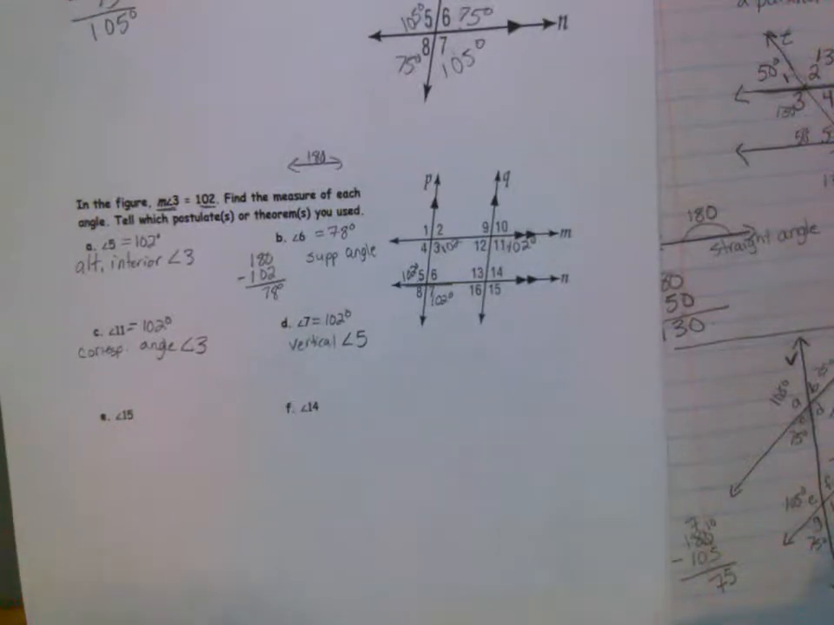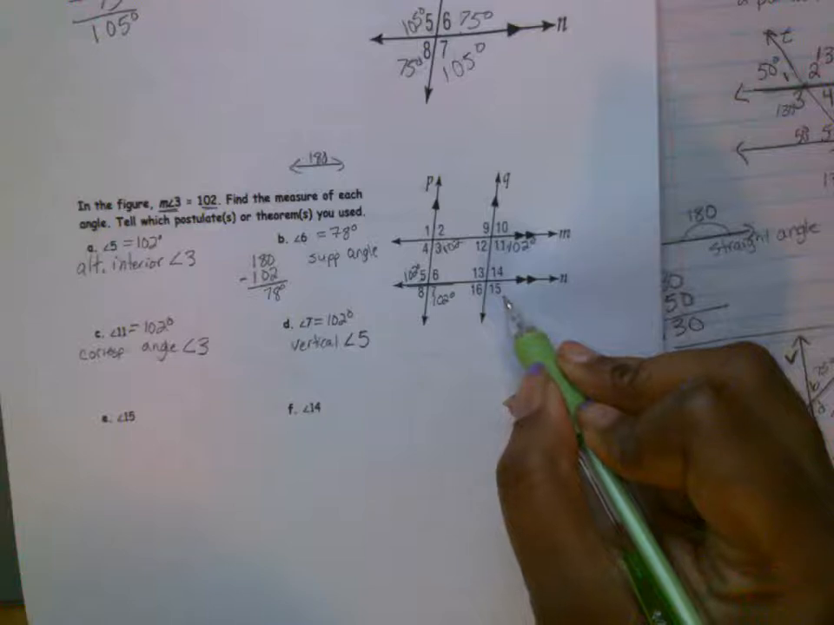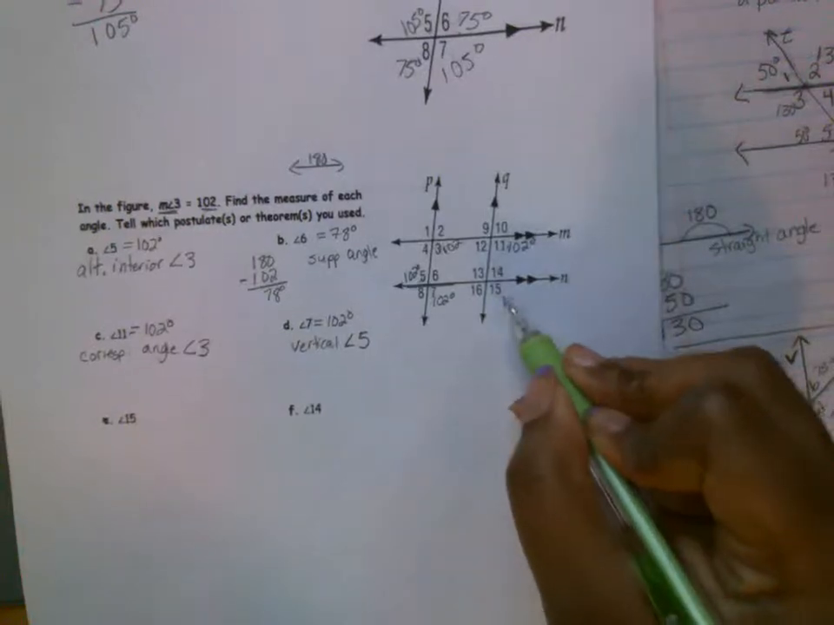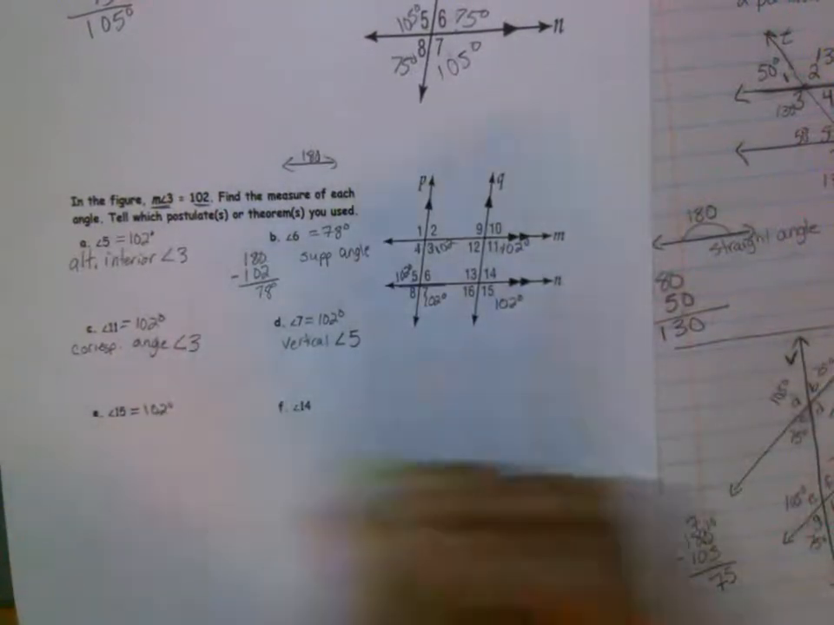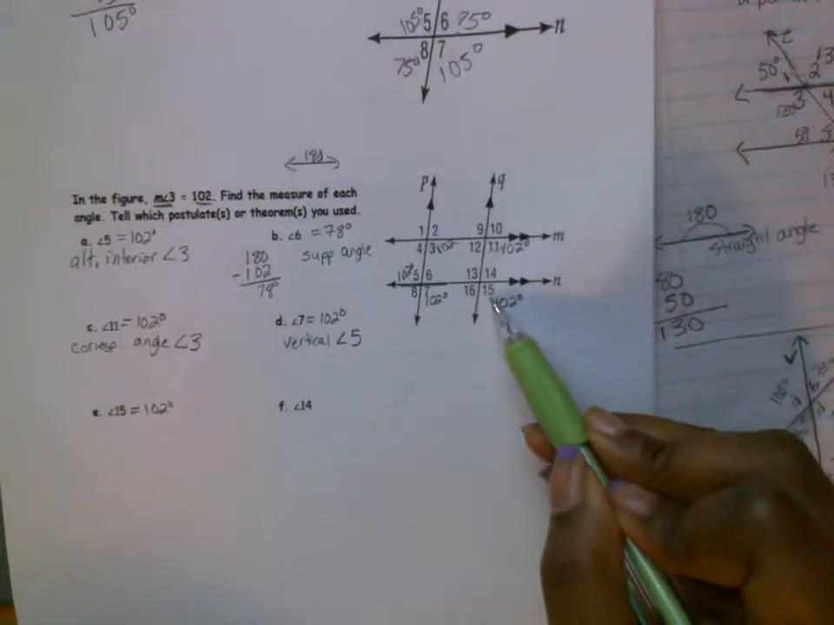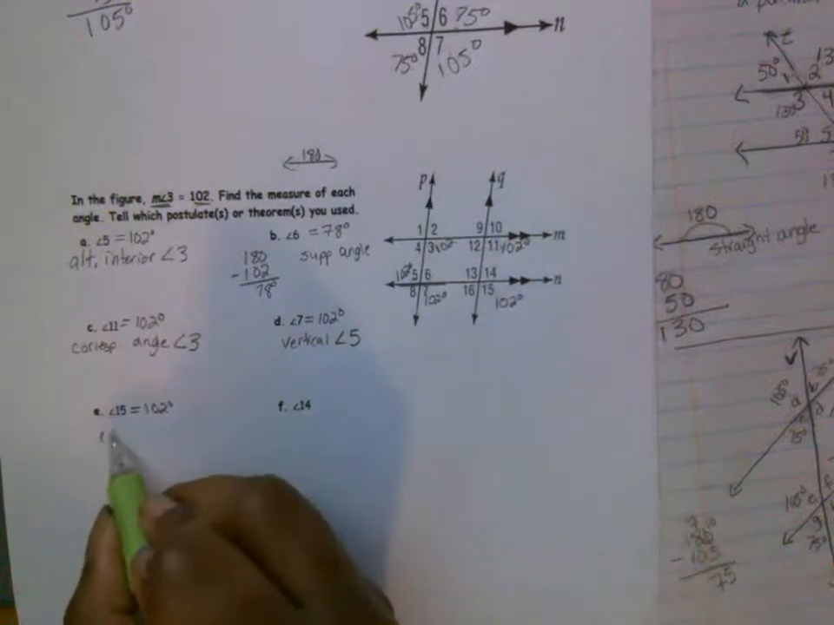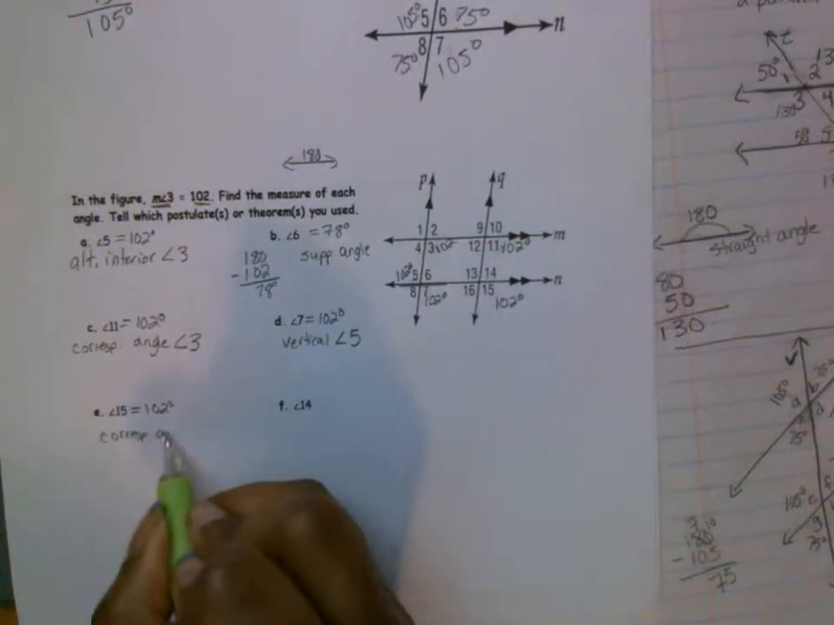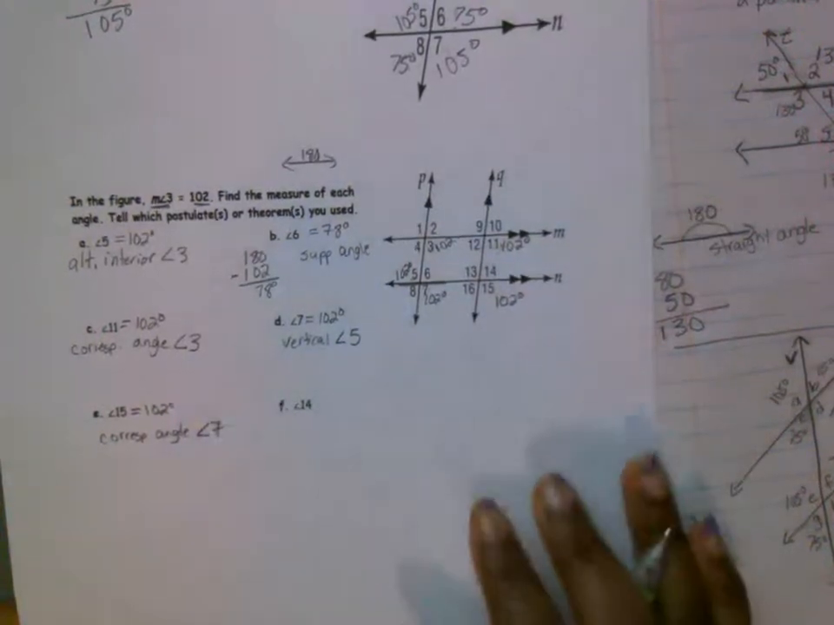Angle 15 is right here. What's the measurement of angle 15? It is 102 degrees. Excellent. How do we know it's 102 degrees? Yep, very good, because 7 corresponds with 15. So we're going to put corresponding angle 7. Very good.